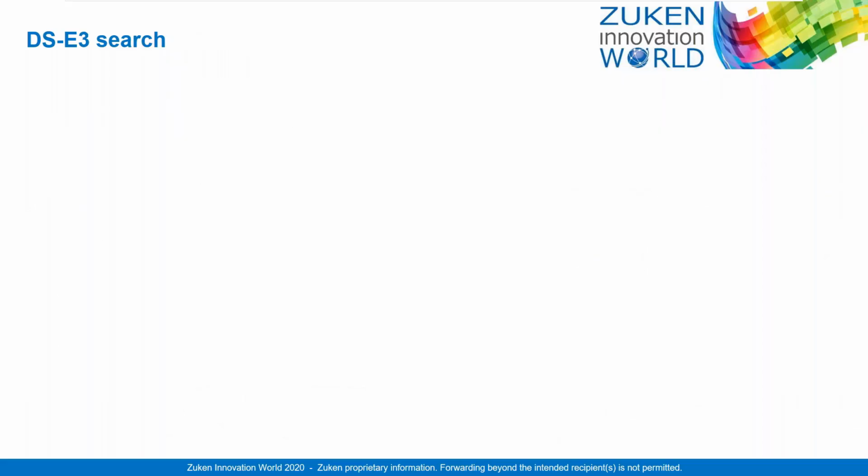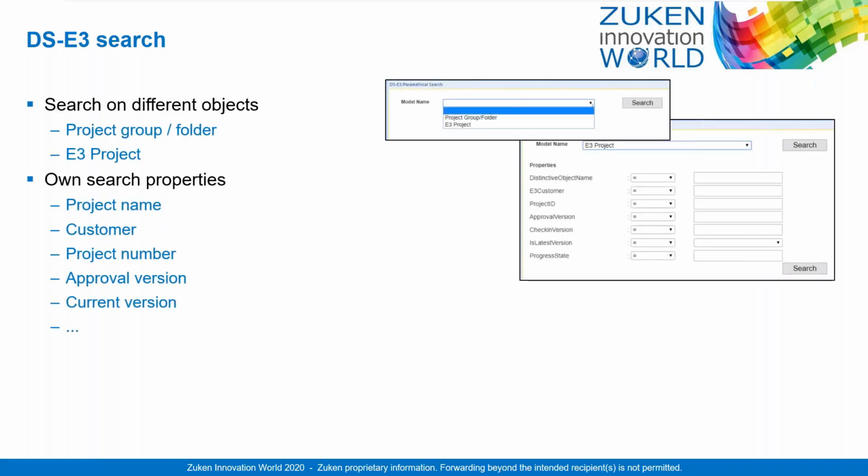Okay, from a search perspective, the last area that we want to introduce with DS-E3 starter package is the searching. So there are some standard objects within the application that you can search for. By default, these are configured as the folders which the projects are put in, and also the projects. Each of these objects can have different attributes associated to them, which are the search criteria.